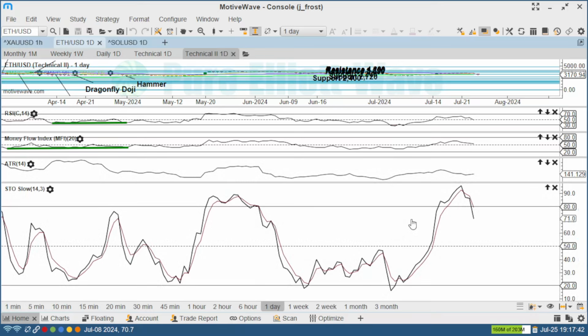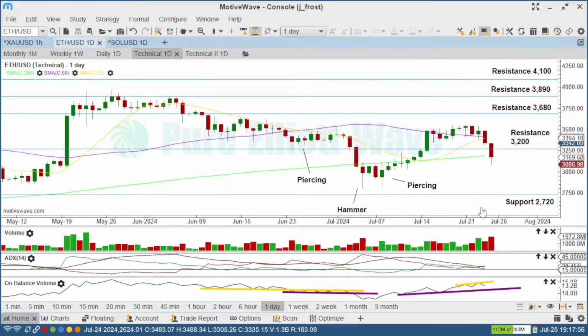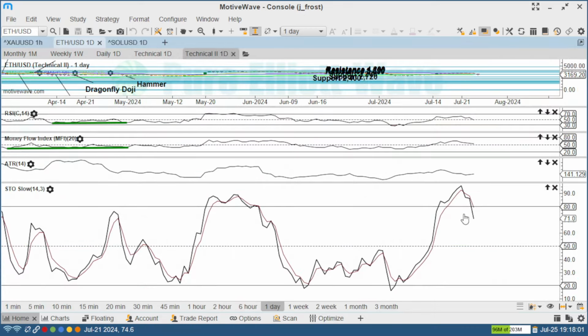And as ADX declines at this time frame for Ethereum, we use the model of stochastics and support and resistance, which suggests a downward swing may continue towards support at 2720, where price finds that support point, and stochastics may enter oversold.